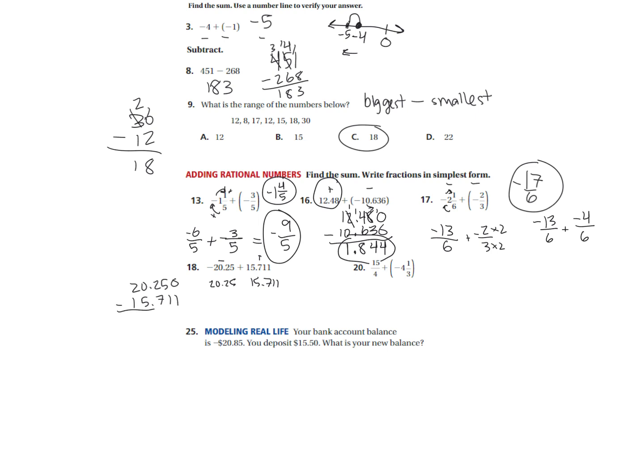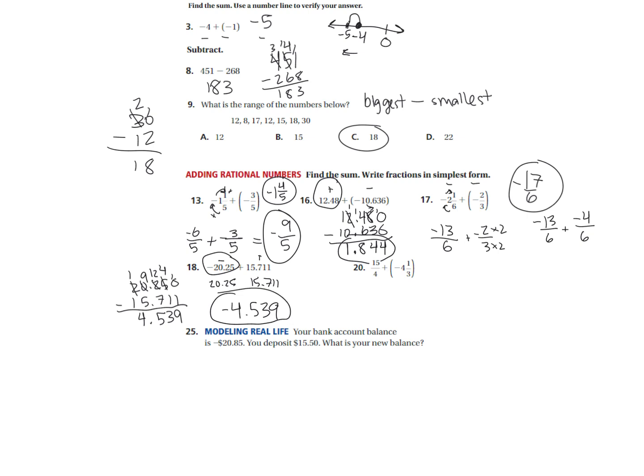Add in my placeholder 0, and then we can subtract. This is a 9, 3. Got to borrow all the way from over here. 5, 4. So we get 4.539. The negative was the greater absolute value, so my answer stays negative.